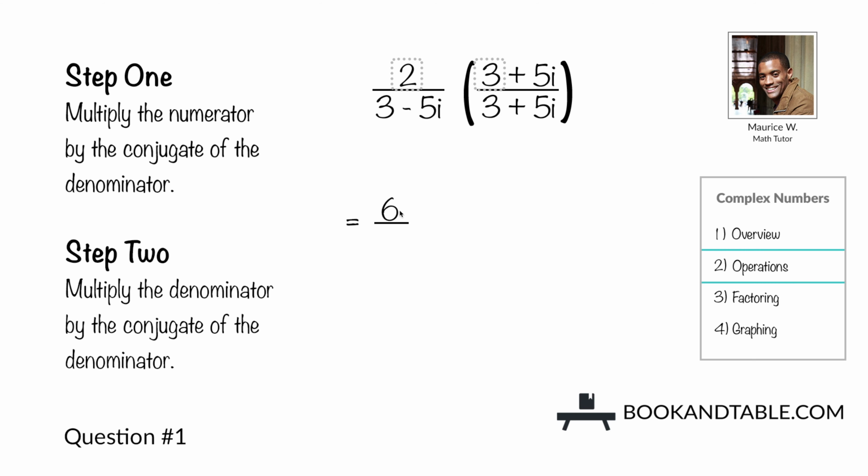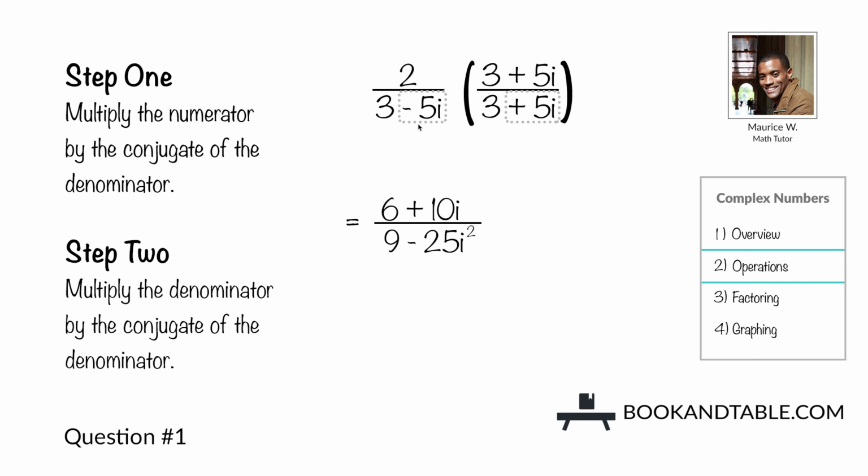times 3, which is equal to 6, and 2 times positive 5i, which is equal to positive 10i. And now the second step, multiply the denominator by the conjugate of the denominator. So 3 times 3 is equal to 9. 3 times positive 5i is equal to positive 15i. Negative 5i times 3 is equal to negative 15i. This negates the positive 15i, so those are removed.